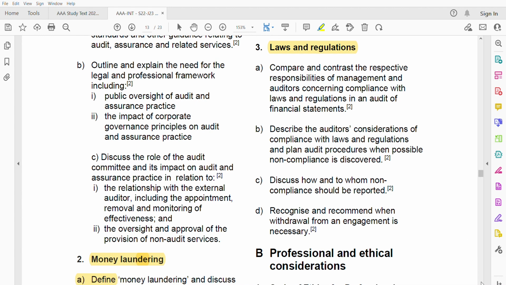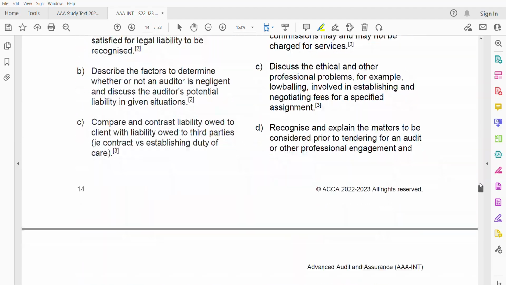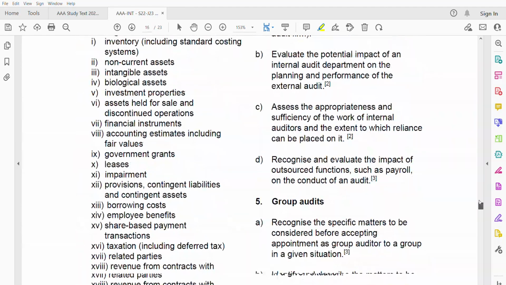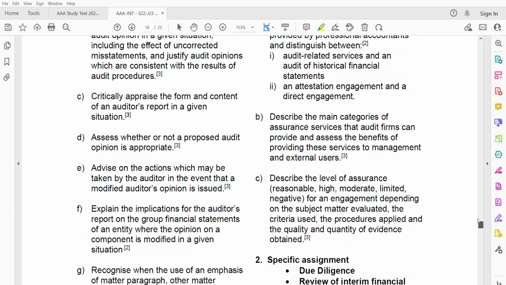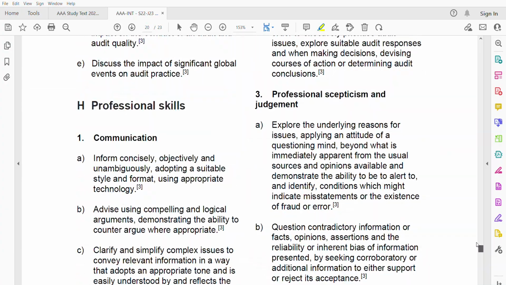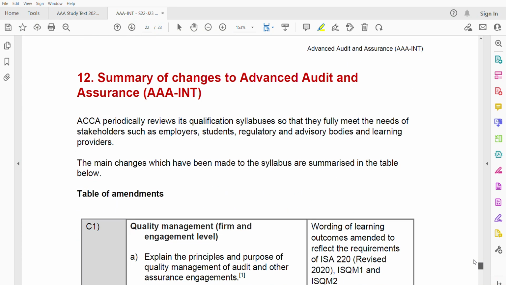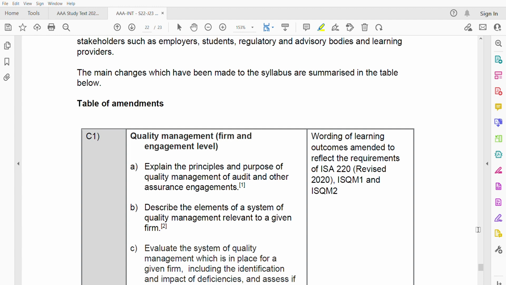So same way for section B, C, D, E, F, G. Okay, now I'm going to go down and go through the changes in the syllabus. Again, there's great news regarding the changes in the syllabus. The syllabus has not changed very drastically, just some wordings have been amended, that's it.